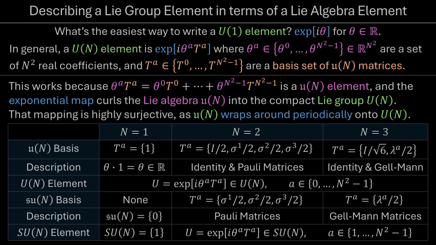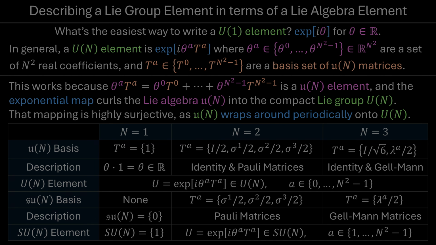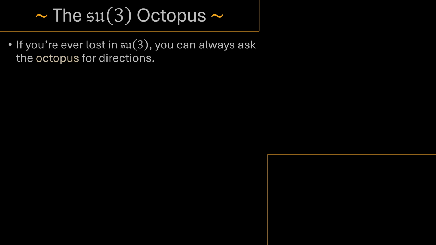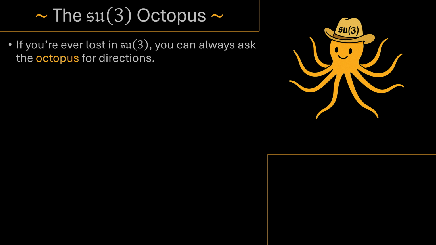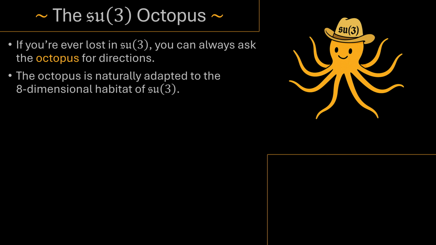Now, if you followed along with all of that, then you're in a great position to learn about su(3) and SU(3). All right, let me introduce you to the su(3) octopus. So su(3) is the Lie algebra of SU(3). It's an 8-dimensional space, and it's very easy to get lost in an 8-dimensional space. But if you're ever lost, just remember, you can always ask the octopus for directions. The octopus, with its 8 tentacles, is naturally adapted to the 8-dimensional habitat of su(3).